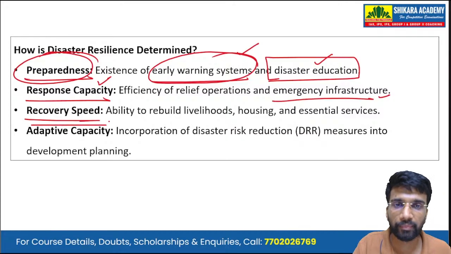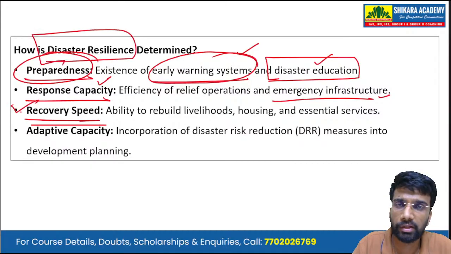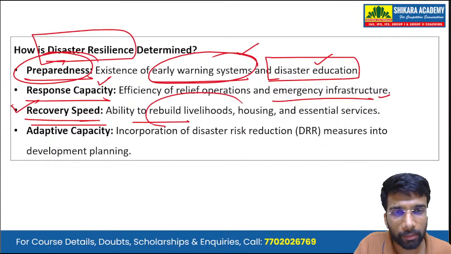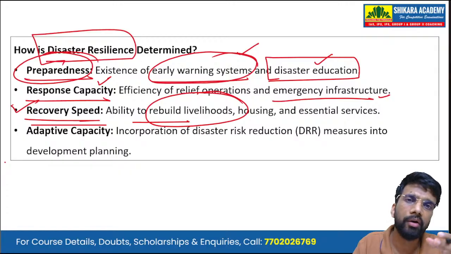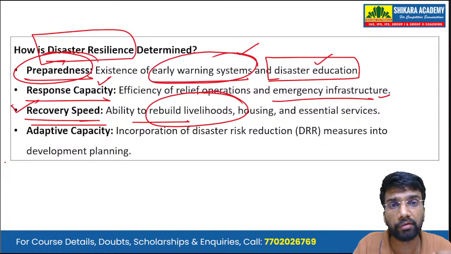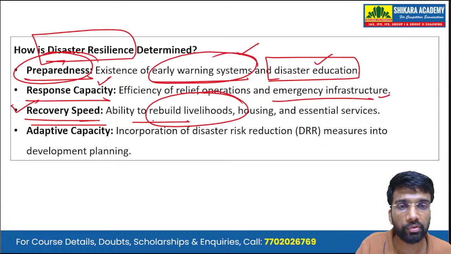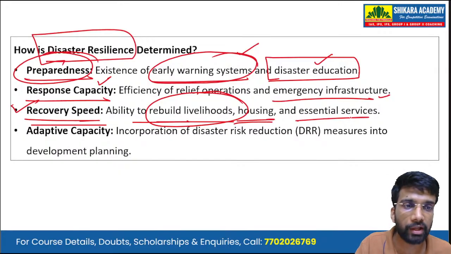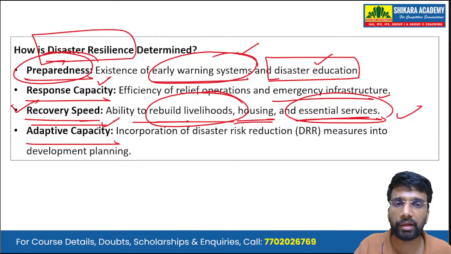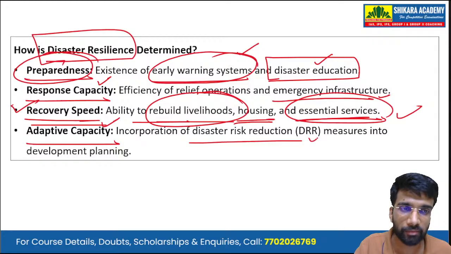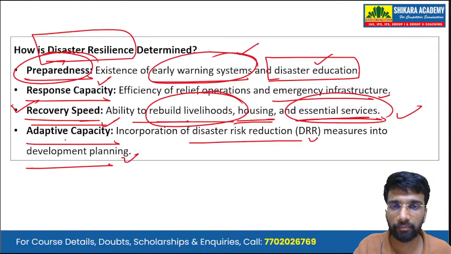Third is the recovery speed, because in disaster resilience the recovery speed is very important. That is the ability to rebuild livelihoods. So after the disaster has struck, how speedily or how fast can we recover the livelihoods, the housing, and restore the essential services at the earliest. Okay, so it includes rebuilding livelihoods, rebuilding houses, as well as restoring the essential services. Then there is adaptive capacity, incorporation of disaster risk reduction measures into development planning. Okay.